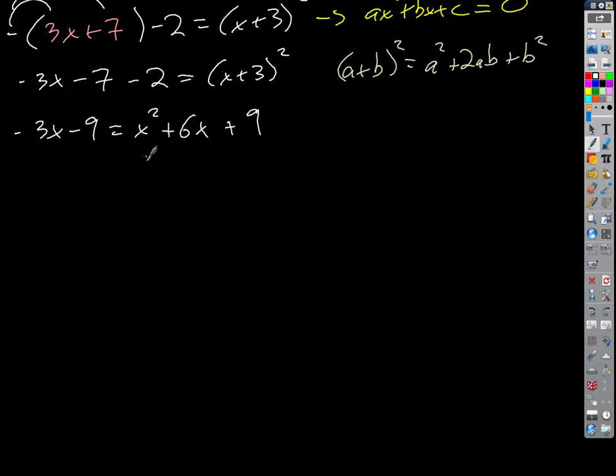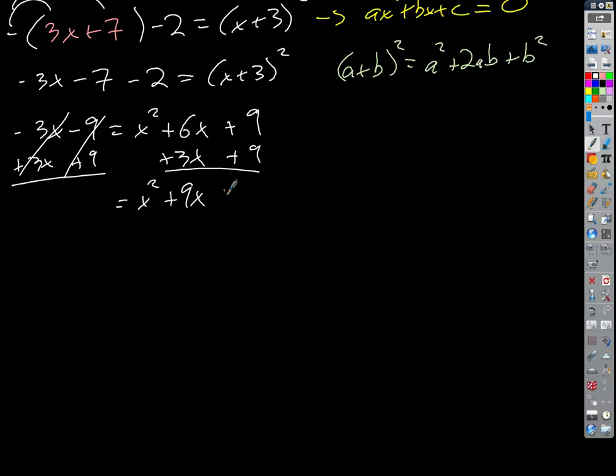Because we don't want a negative x squared. Good. We want a positive number of x squareds. Good. So we'll add the 3x. We'll add the 9. And then everything cancels over here. And on this side, we're going to get x squared plus how many x? Good. 9x plus 18. And the zero's over here.